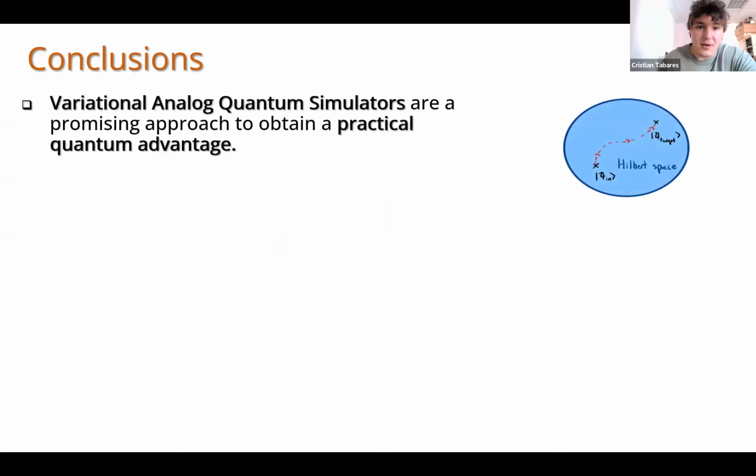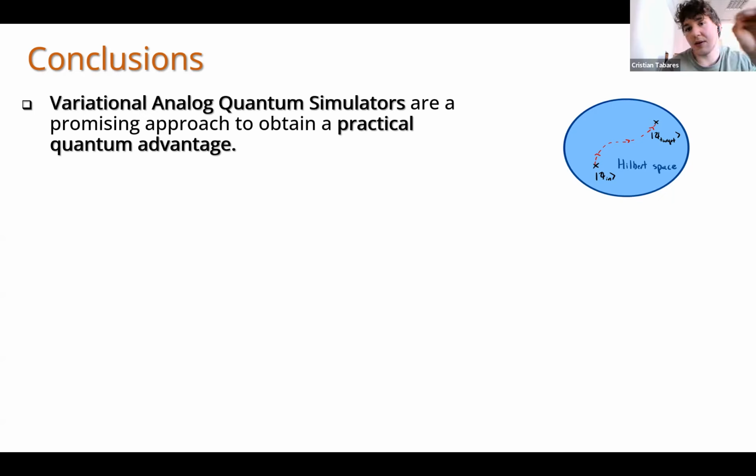So with this, I more or less come to the end of the talk. I would like to wrap up some conclusions to give you a take-home message. The first thing that I hope to have conveyed to you is that variational analog quantum simulators are a promising approach to obtain this practical quantum advantage. In general, we would like to obtain this practical quantum advantage in quantum simulation, because it's a natural playground for quantum computers to work.